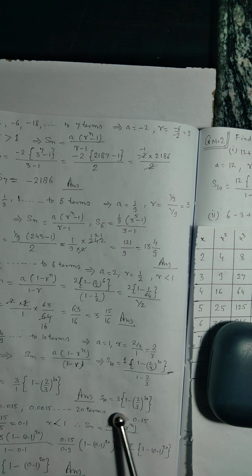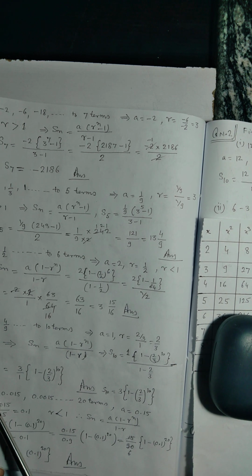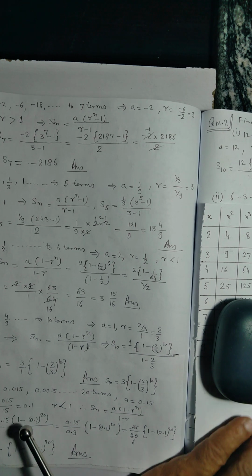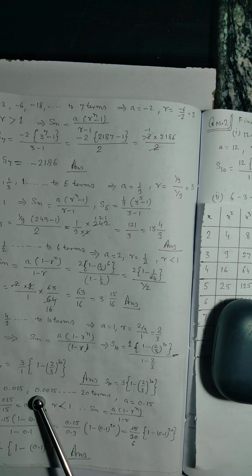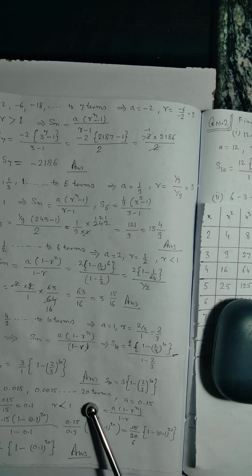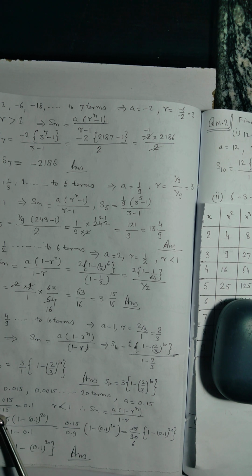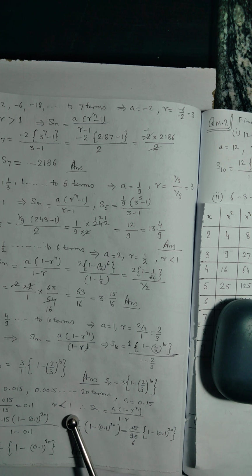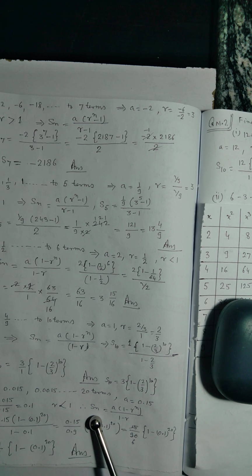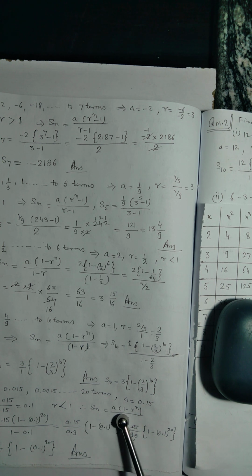Now come to the sixth part of the question, that is 0.15, 0.015, 0.015 up to 20 terms. Here the common ratio will be given by 0.015 by 1.5, that will equal 0.1. Common ratio is less than 1, therefore we will use the Sn formula, A into bracket 1 minus R raised to power n upon 1 minus R.